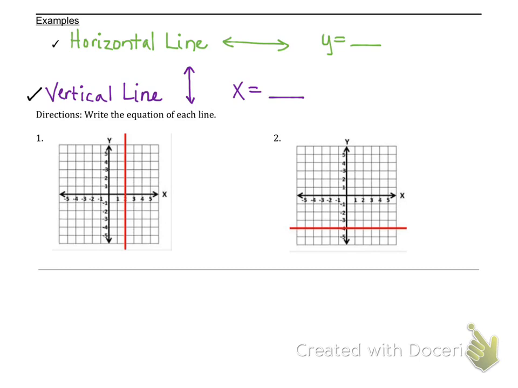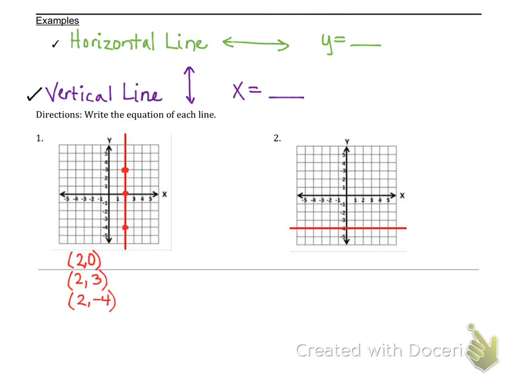Now another way that I want to show you guys why it's x equals whatever that number is: that red line is made up of an infinite number of points. And let's just pick a few points from this line. So I'm going to pick this point right there. That's going to be 2, 0. Another point from that line, let's pick this point right here. That's going to be 2, 3. And let's pick this point right here, which is 2, negative 4.